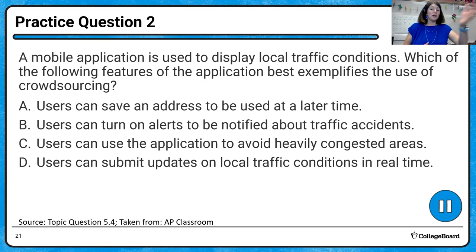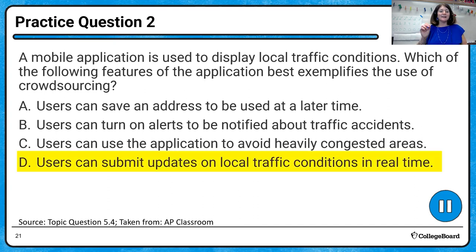We can turn on alerts to be notified about traffic accidents, but that's me individually turning on the alert in the application. I'm not really contributing, and that data could be coming from the traffic agency releasing data. So I don't think B is going to be the option. Answer C, users can use the application to avoid heavily congested areas. Again, as the user, I get on the app, I see it's a heavily congested area, and I avoid it. That doesn't involve others. So the last answer here is users can submit updates. That's where all users can contribute. You are crowdsourcing, with all users putting their part in. And that is the one that best exemplifies crowdsourcing.